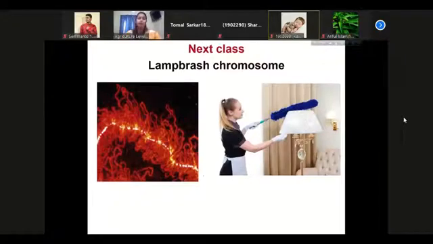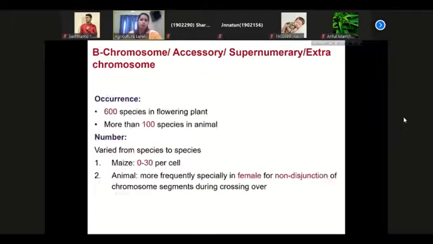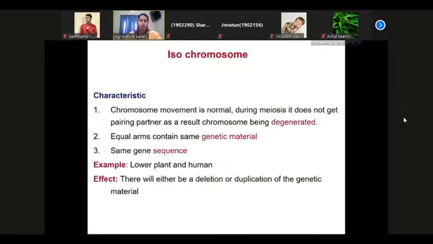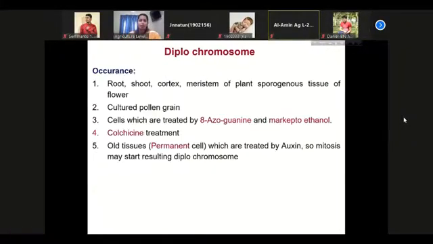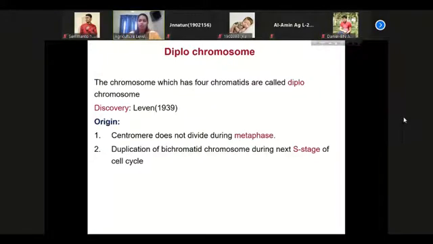Okay, good. Then I can start with a quick recap of our previous lecture. Last class we talked about the isochromosome and diplochromosome. An isochromosome is a chromosome with similar arms containing the same genetic constitution, originated by misdivision of the centromere. A diplochromosome is a chromosome with a double chromosome strand because of duplication of the chromosome without any cell division or division of the centromere.